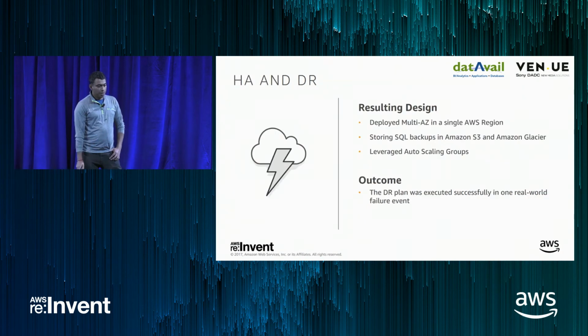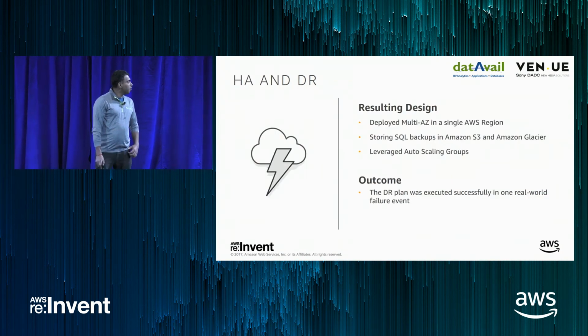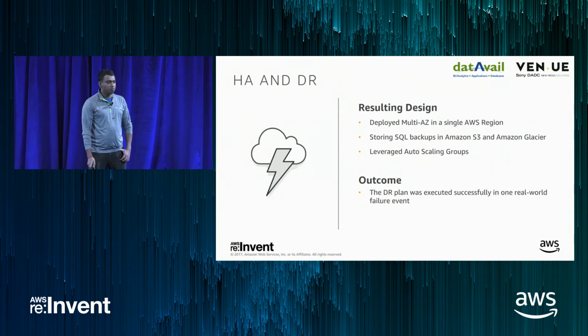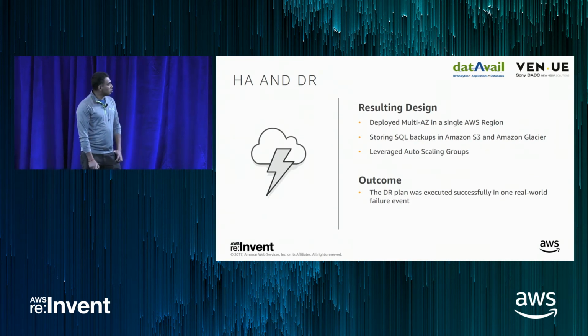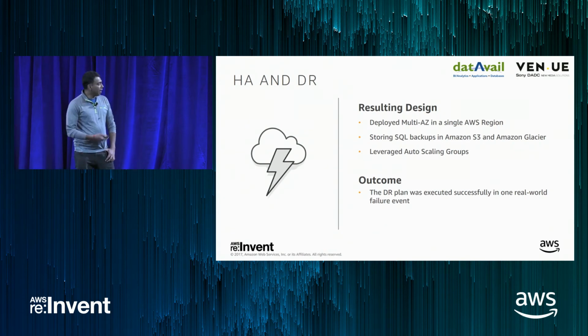The other major driver in the migration process was to solve the HA and DR problem. In the on-prem environment, although we had an active passive cluster, it was not truly HA and DR capable. So we decided to deploy the EC2 instances in multi-AZ inside a single region. We also leveraged Amazon S3 and Amazon Glacier for storing backups and restoring from them. We also leverage the auto-scaling groups within AWS, and Blaine is going to talk more about that in the upcoming slide.